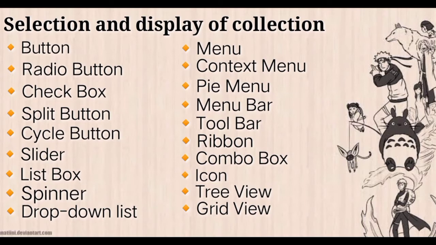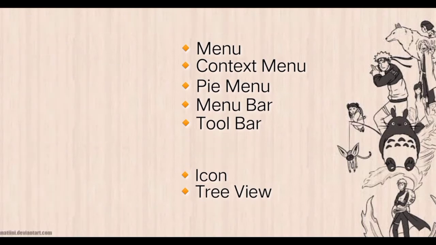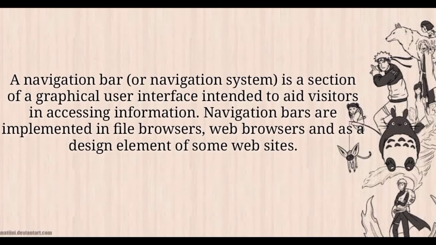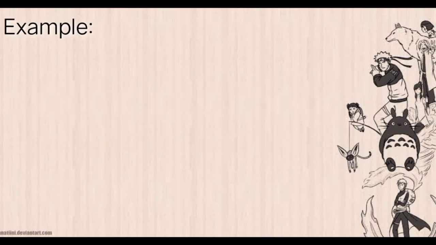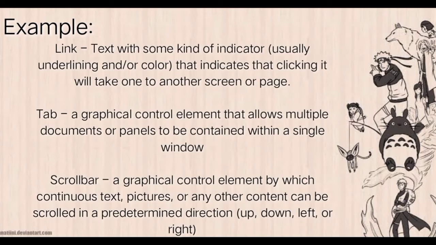A navigation bar or navigation system is a section of a graphical user interface intended to aid visitors in accessing information. Navigation bars are implemented in file browsers, web browsers, and as a design element of some websites. Examples: link, text with some kind of indicator, usually underlining and/or color, that indicates that clicking it will take one to another screen or page.